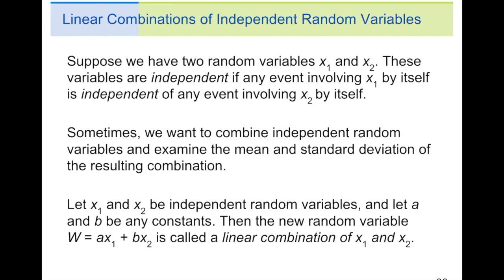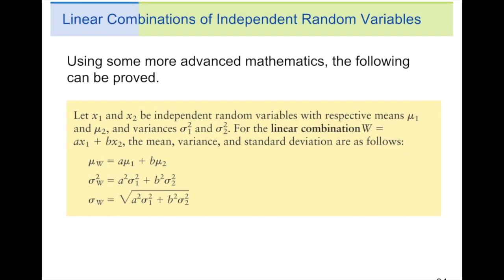Let x sub 1 and x sub 2 be independent random variables, and let a and b be any constants. Then the new random variable w equals a x sub 1 plus b x sub 2 is called a linear combination of x sub 1 and x sub 2. Using more advanced mathematics, the following can be proved.